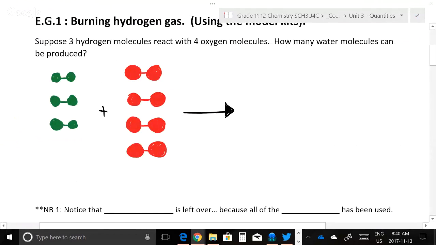Wouldn't that be a better thing to look at? Okay. So what is the formula for water again? H2O. So we need what? We need 1 oxygen for every 2 hydrogens, right? So how many waters will I actually be able to make? Okay, 3.